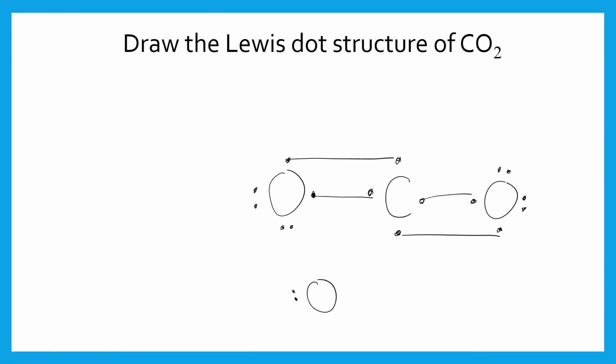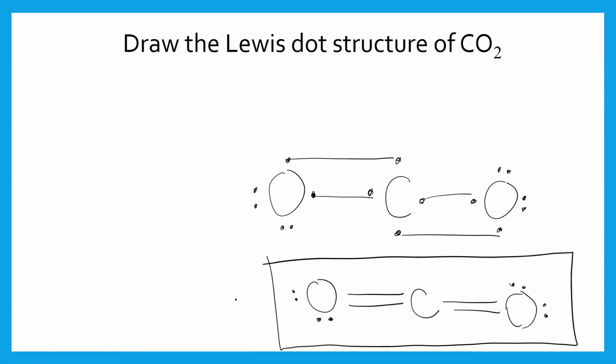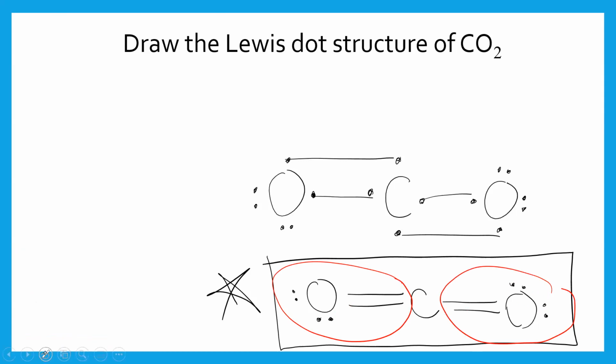I'm going to put my pairs that were already pairs back where I had them. Don't forget about that when you're redrawing. Okay, and then I have my C in the middle, and I have 1, 2 lines between this one, and 1, 2 lines between this one. This is my correct final answer. How do I know? Well, 2, 4, 6, 8 for that oxygen, 2, 4, 6, 8 for that oxygen, 2, 4, 6, 8 for carbon.